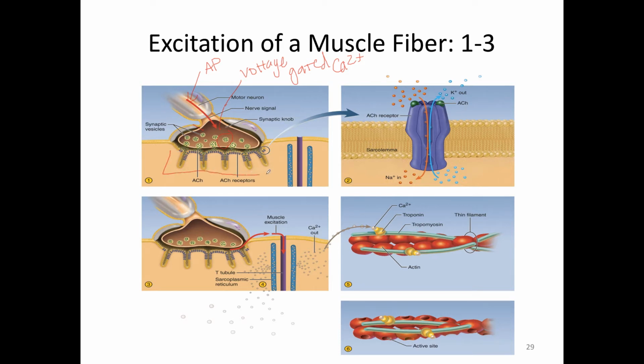So just to give us some anatomy, this whole thing that I'm bracketing right here is the motor end plate. And each of these little foldy guys, there's one, there's one, there's one. These are the junctional folds. And the folds are there to increase the available membrane surface area to put receptors on.